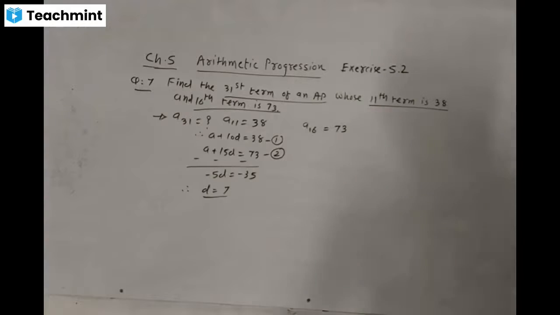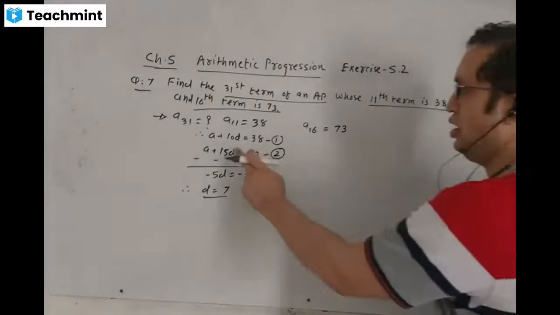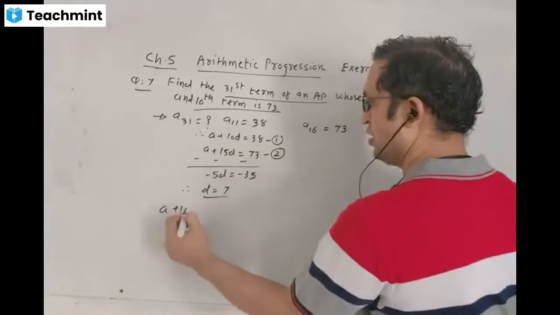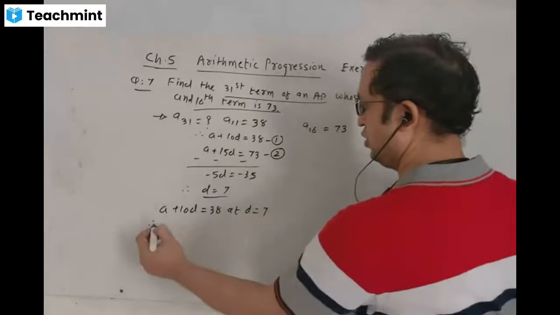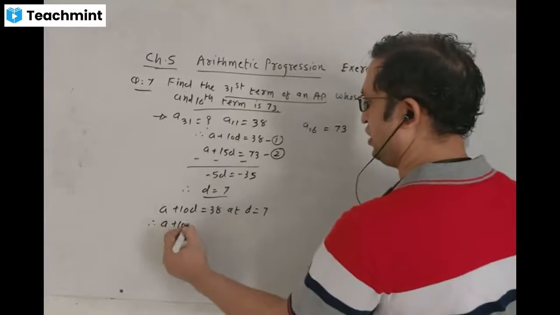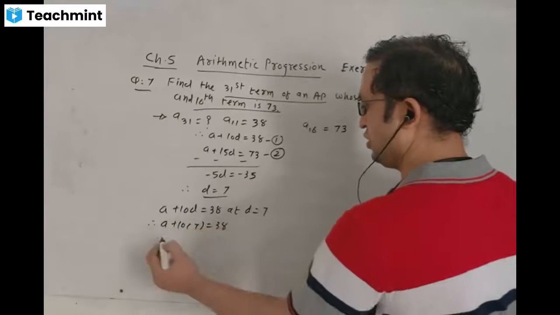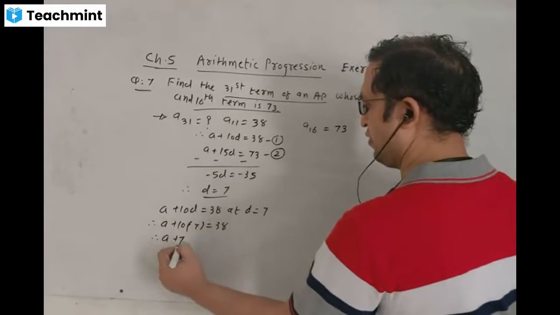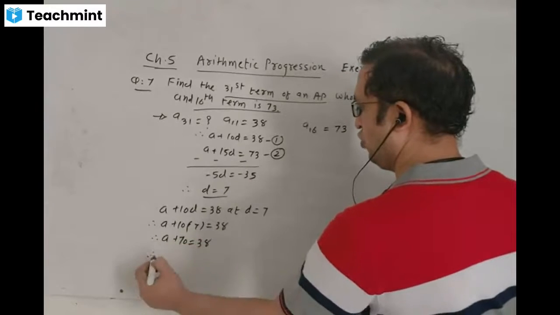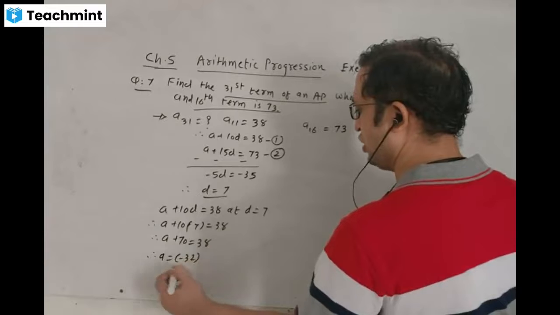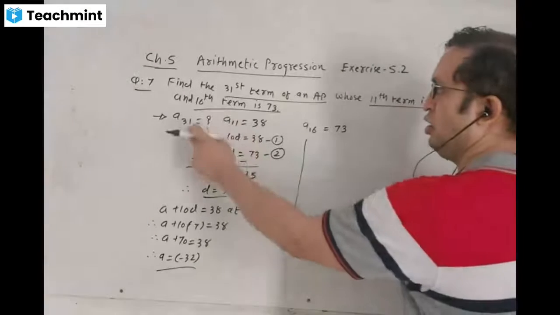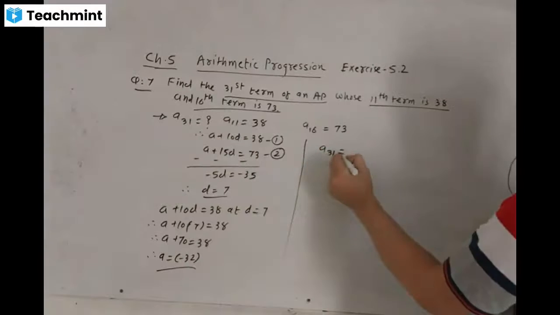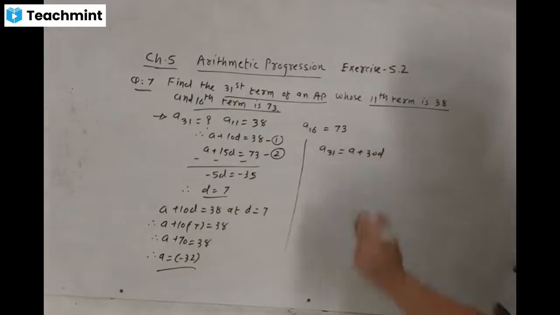D is 7. Put this value in equation 1. A plus 10D is equal to 38, at D is equal to 7. So A plus 10 into 7 is equal to 38. Therefore, A plus 70 is equal to 38. What is A? A is equal to -32, since 38 minus 70 is -32. And what to find? A31. If we want to find any term, then first we find A and D.